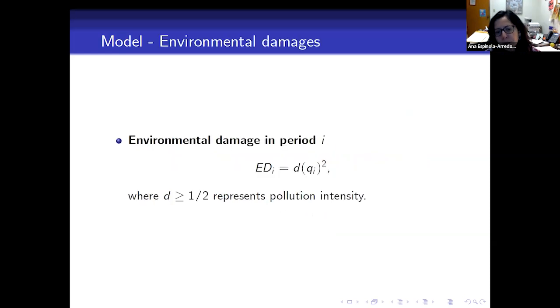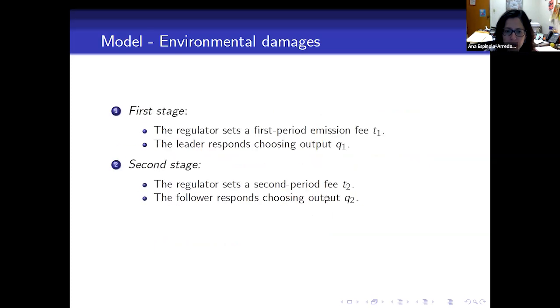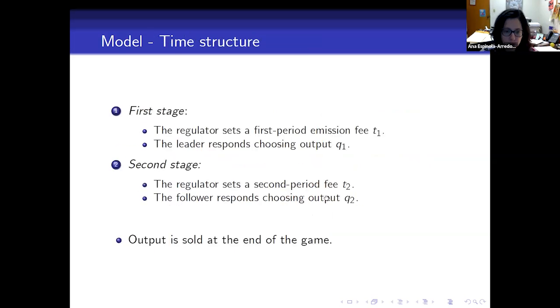In terms of environmental damage, we consider that environmental damage is produced during the production process. As a consequence, there will be environmental damage in the first stage when the leader produces, and environmental damage in the second stage when the follower produces. This is a convex environmental damage, and this represents pollution intensity. It is assumed to be greater than 1/2 in order to focus on emission fees and not on subsidies, and to have positive emission fees.